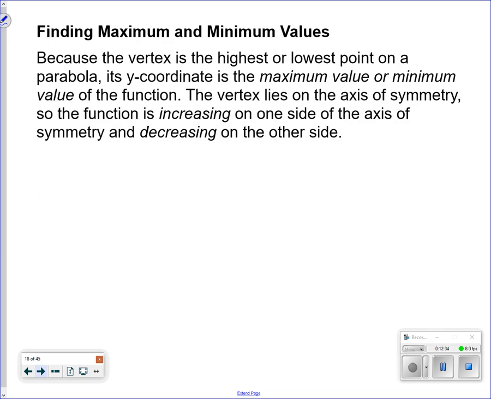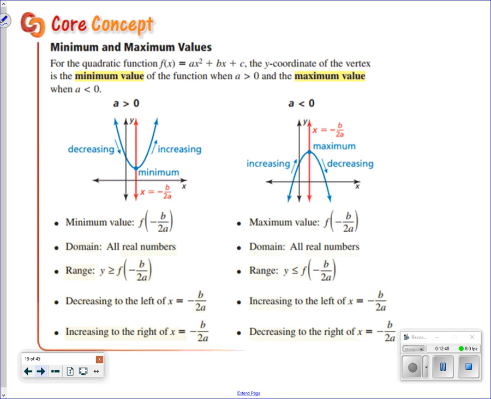Because the vertex is the highest or lowest point on the parabola, the y-coordinate is considered the maximum value or minimum value. The vertex lies on the axis of symmetry, so the function is either increasing on one side and decreasing on the other. So now, I believe I have a picture here. This vertex is the minimum of this parabola because it's the bottom of the parabola. Whatever the y value of the vertex is actually considered the minimum value.